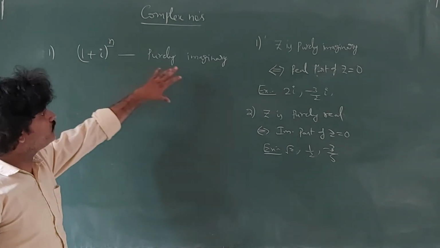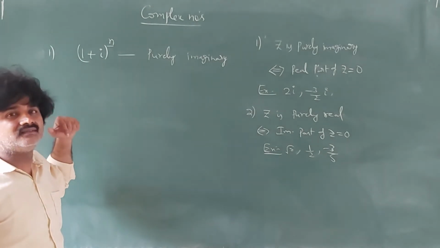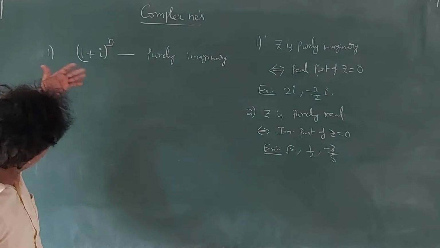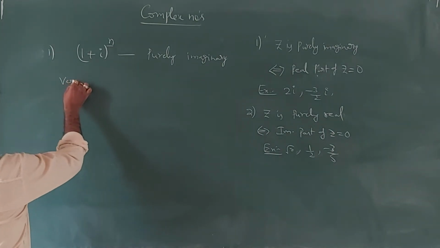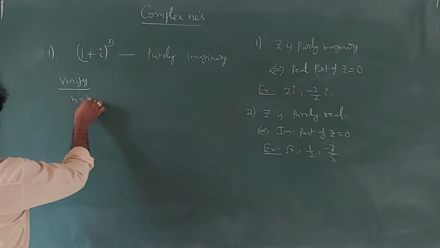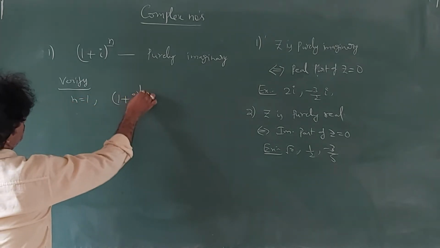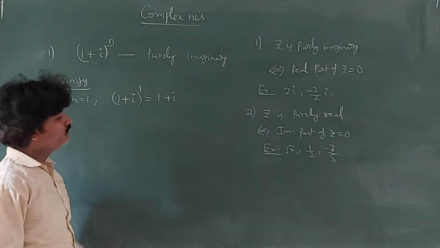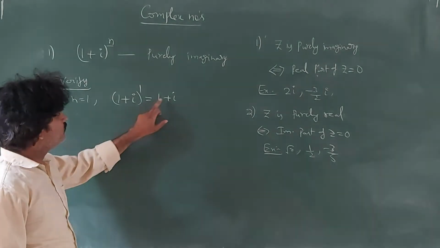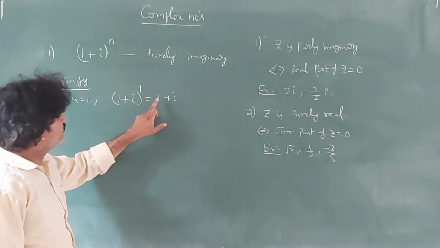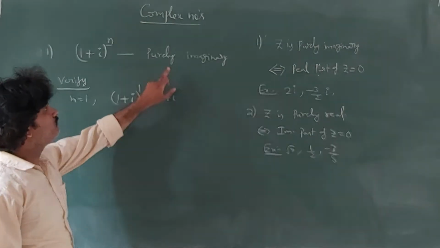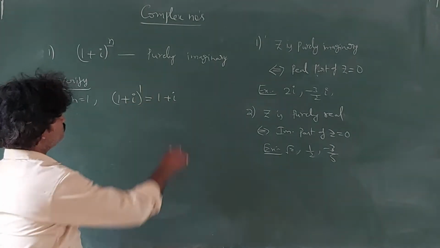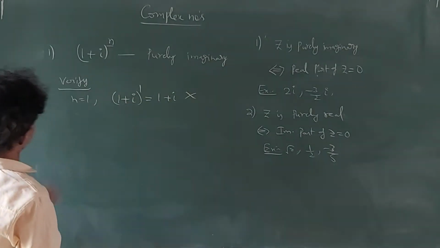They gave that it is purely imaginary. Purely imaginary means its real part must be 0. First let us verify. Suppose n value I took 1. We simply get 1 plus i whole power 1, which is 1 plus i. In this complex number 1 plus i, what is the real part? 1. The imaginary part is also 1. But we need purely imaginary, meaning the real part must be 0. So this is not the answer. n equal to 1 is not satisfied.